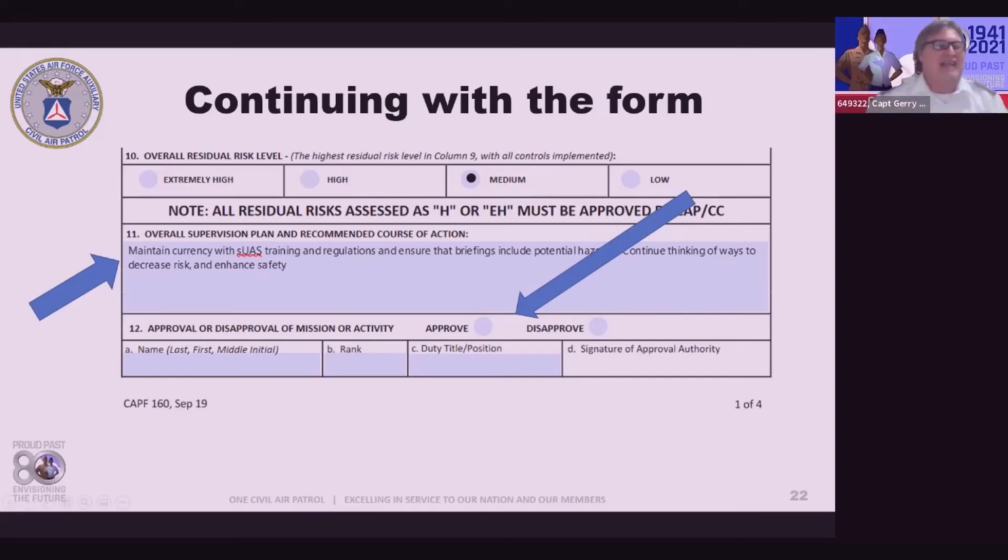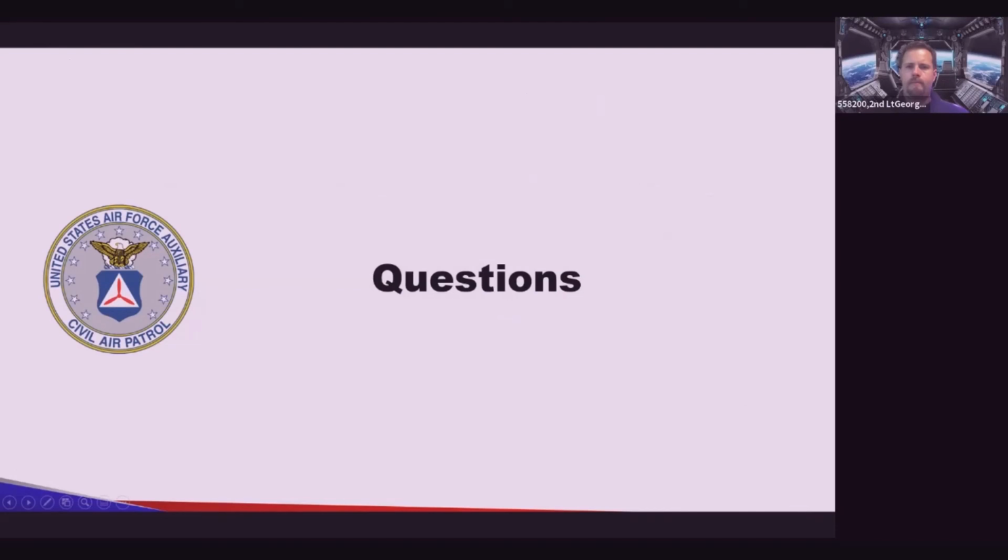Okay, so all of this to say, listen, what we want to do is you want to have a copy of this form on you, and think more in generalities of SUAS flight, and then you just have to pick and choose the ones that are definitely going to be present on the specific mission that you're flying. Does that make sense? Yes. All right. So, any questions on that? No. Oh, yes.